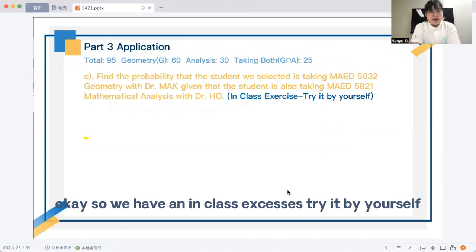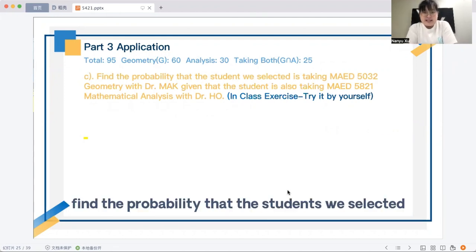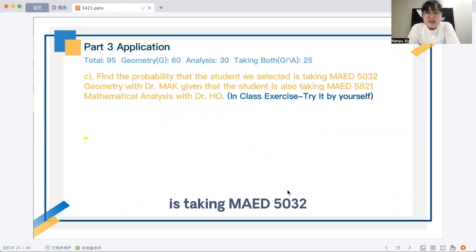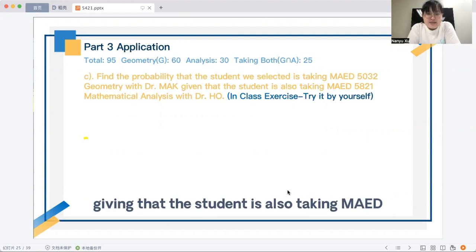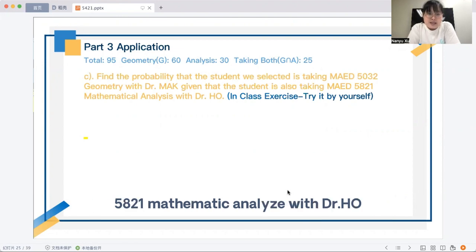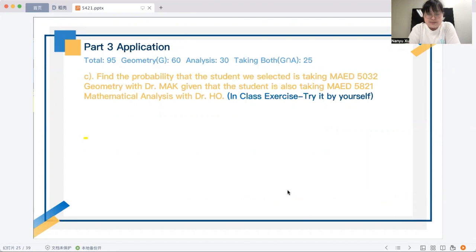Okay, so we have an in-class exercise, try it by yourself. Find the probability that the student we select is taking MED 5033 geometry course with Dr. Mark, given that the student is also taking MED 5821 mathematical analysis with Dr. Hu.